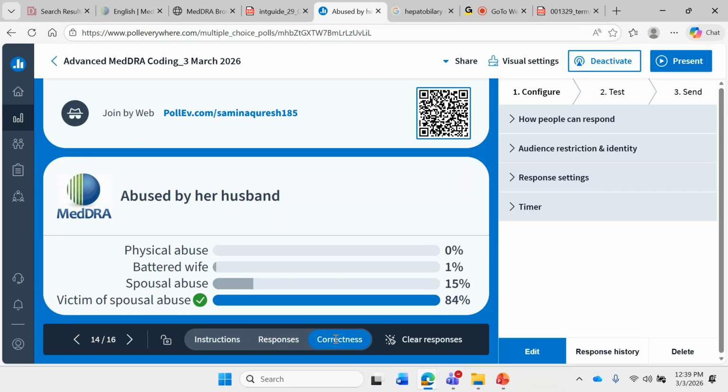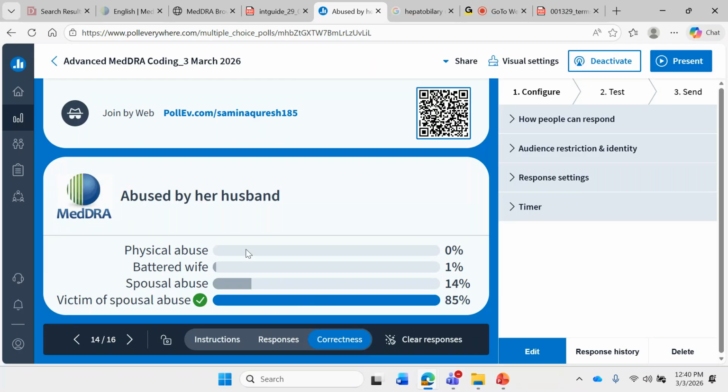Okay, the correct answer is, again, with the majority of my class, 85% said victim of spousal abuse. But let me tell you why. So let's go one by one. Abused by her husband. So this is a lady that's abused by her husband, right? So physical abuse. There are different types of abuse. There's emotional abuse, there's physical abuse. We don't know if it was physical. It doesn't say, right? Battered wife. We don't know again if it was a physical abuse.